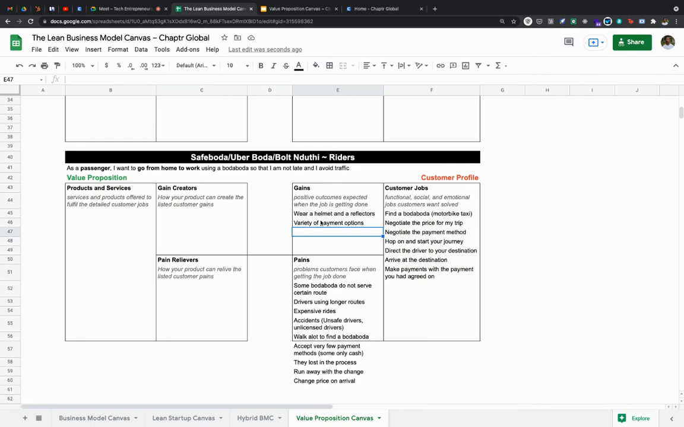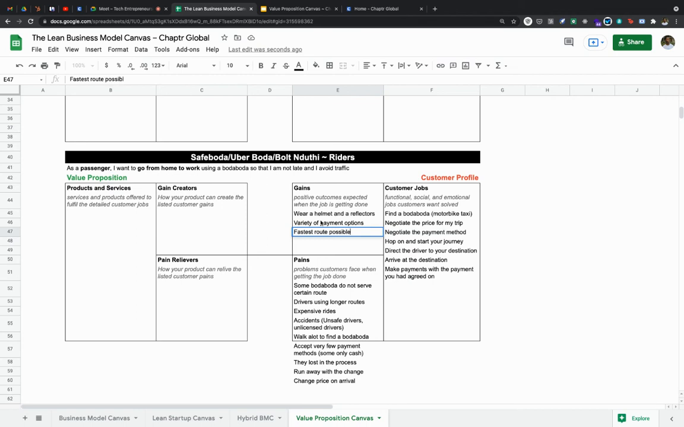One gain as well is you want to go there in the fastest route possible. So this is borderline a pain, but the pain is you don't want a driver using a longer route. So you don't want drivers lying to you. But at times a driver is not even lying to you. Probably that's the only route they know. But you'd expect that on a boda you are able to use the fastest route possible.